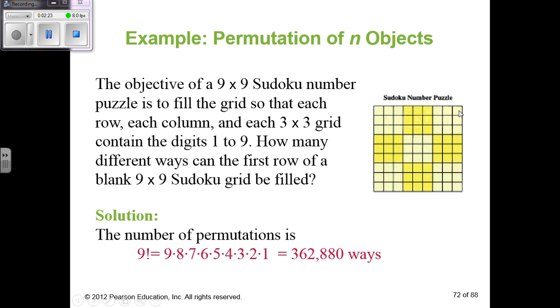2, then 1, which is 9 factorial, which is really a permutation of n objects where we're ordering all n of them. So it's n factorial, which is 9 times 8 times 7 times 6 times 5 times 4 times 3 times 2 times 1, which is equal to 362,880 different ways that only the first row could be ordered.